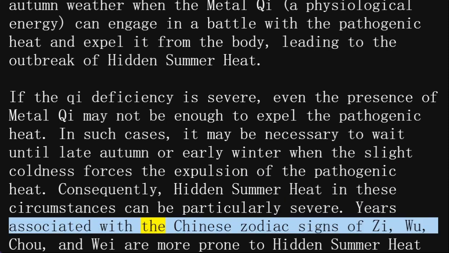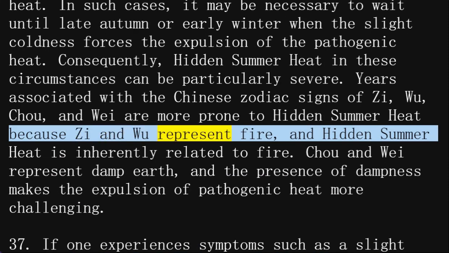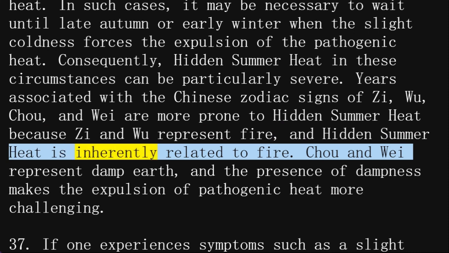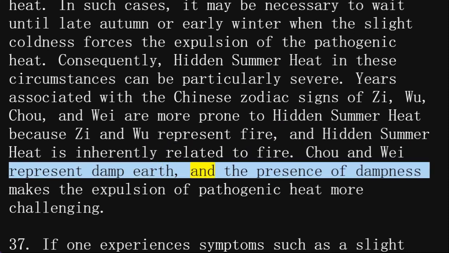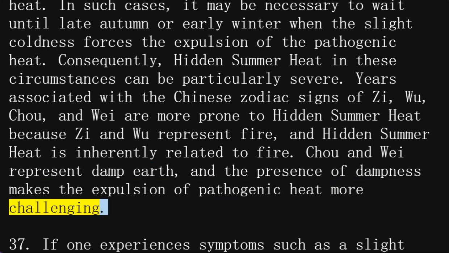Years associated with the Chinese zodiac signs of Zi, Wu, Chou, and Wei are more prone to hidden summer heat because Zi and Wu represent fire, and hidden summer heat is inherently related to fire. Chou and Wei represent damp earth, and the presence of dampness makes the expulsion of pathogenic heat more challenging.